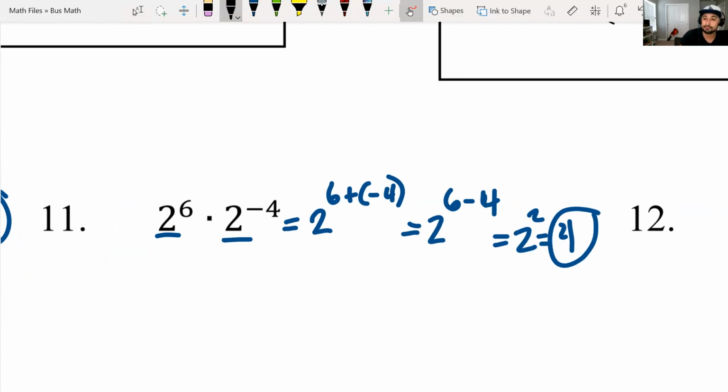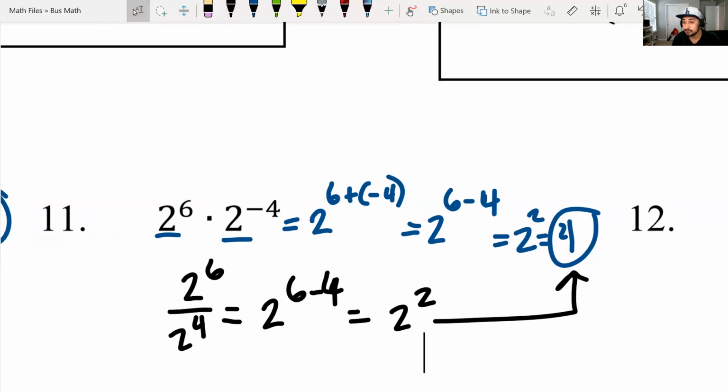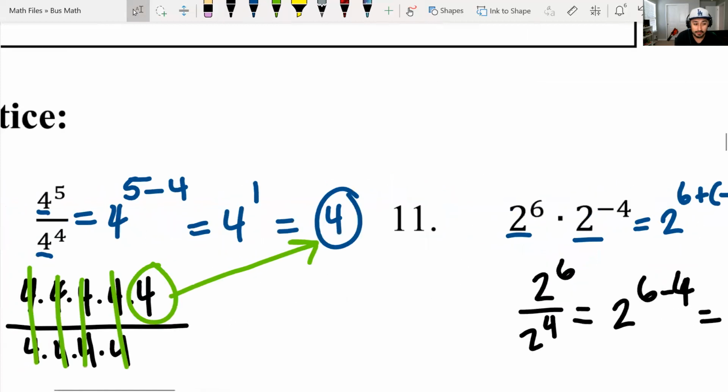Option 2. 2 to the -4th can be rewritten as 1 over 2 to the 4th, right? So let's do that. Here's option 2. I can make this 2 to the 6 over 2 to the 4th. Now we can use quotient rule, and I can have 2 to the 6 minus 4, which will give me 2 squared, which is still 4. There you go.